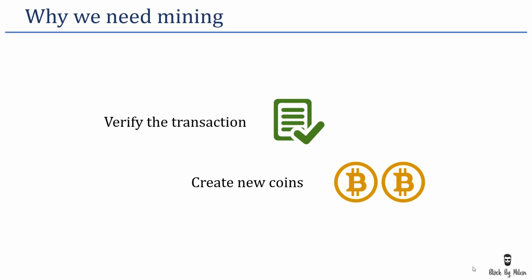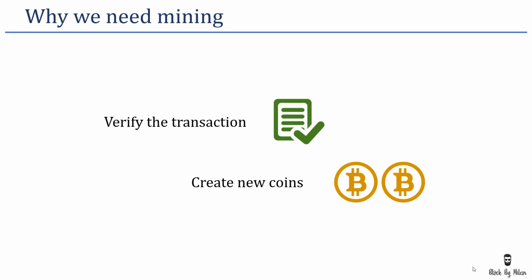So let's take the second scenario, creating new coins. For example, if a country runs out of cash, they'll go to the central authority, the government, and print new currencies. But in a scenario like the Bitcoin chain, there's no central party or central authority to do this. So there's no one to create new Bitcoins. So how will the new Bitcoins be created? The new Bitcoins will be created with the help of mining.